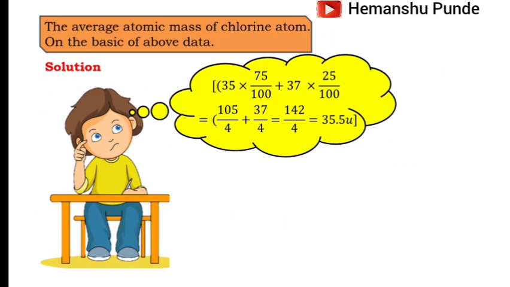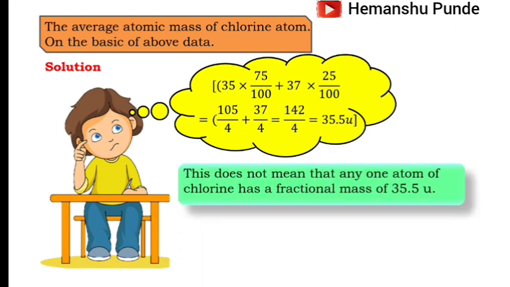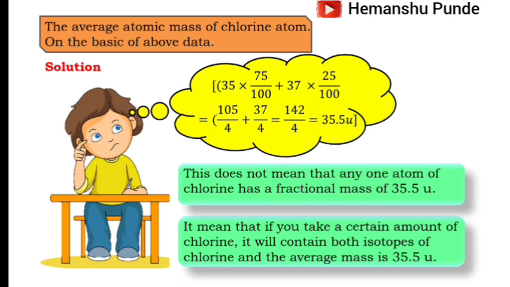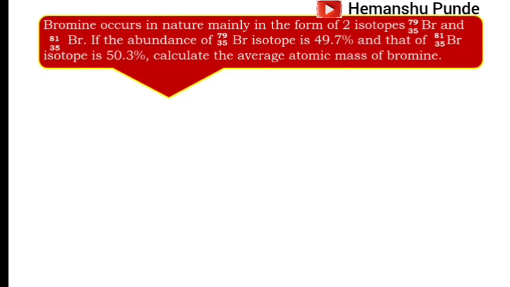So remember my friends, in our periodic table the values of atomic masses are written in decimals because it is a calculated average atomic mass. This does not mean that any one atom of chlorine has a fractional mass of 35.5 units. It means that if you take a certain amount of chlorine, it will contain both isotopes of chlorine and the average atomic mass is 35.5 units.